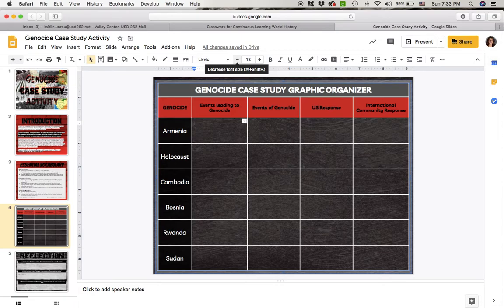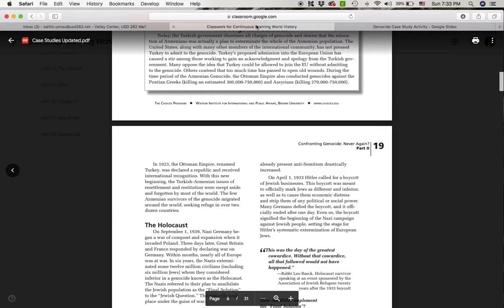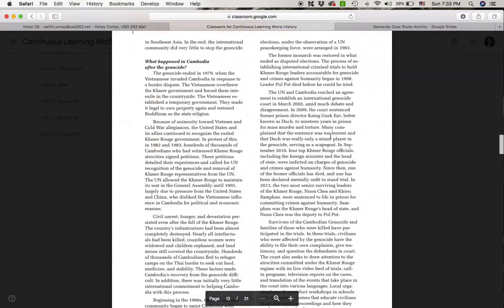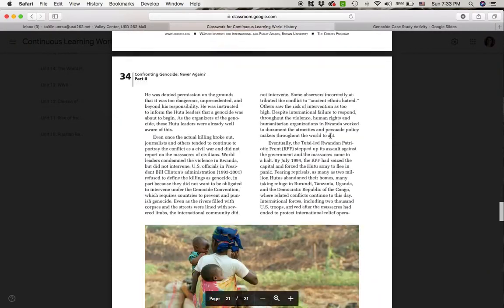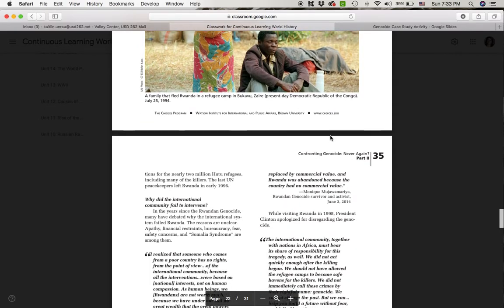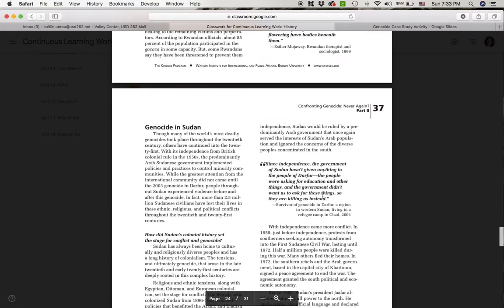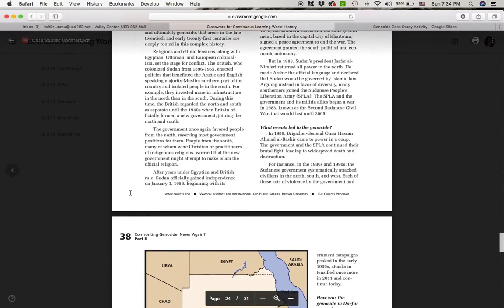We have it split up, so you should be looking at one genocide a day, except for Friday. You will have to double up one day, but it pans out. We put the shorter ones together on the same day. You will fill out this entire graphic organizer using this reading here. It has all the readings, and it has personal quotes, things like that. It goes into depth on what happened during these different genocides.